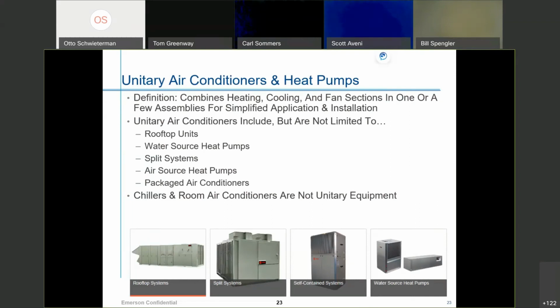Assemblies are for simplified application installations. Most things you work on for comfort cooling is going to be unitary. Some exceptions are chillers and room air conditioners. Almost everything else is going to be a unitary system.